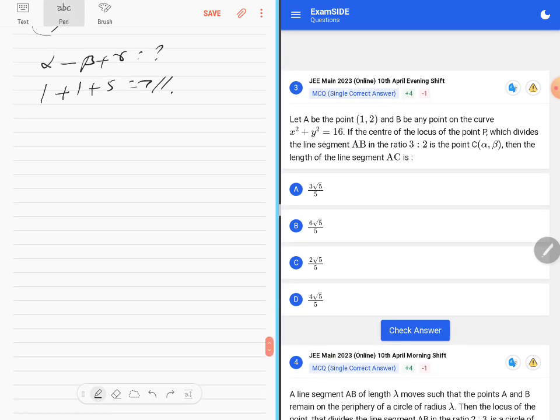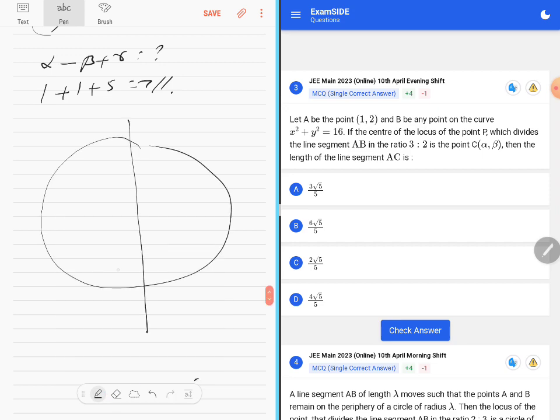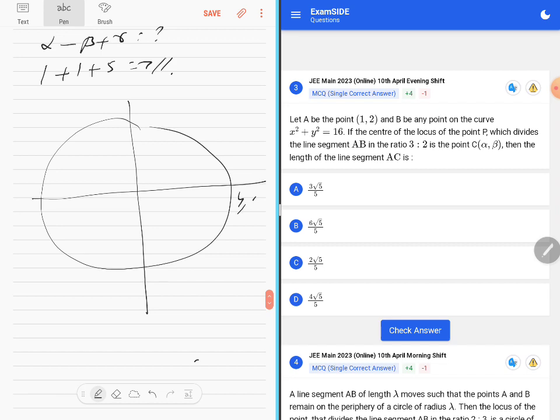The next question is, let A be the point (1, 2) and B be any point on the curve. So you know that this is (4, 0), (0, 4), that's a circle, x square plus y square is equal to 16. Let A be the point (1, 2), which will probably be here, and B be any point on the curve, and let's join this line segment AB. There is a point P which divides it in the ratio 3:2.